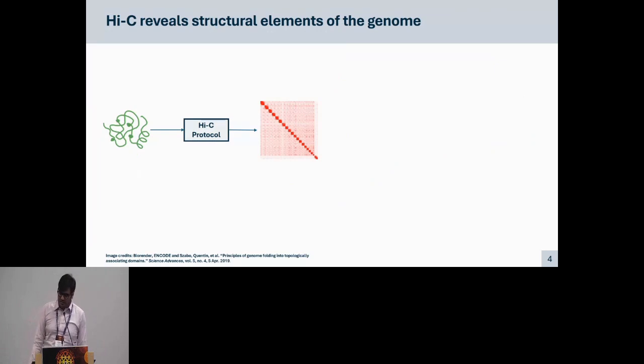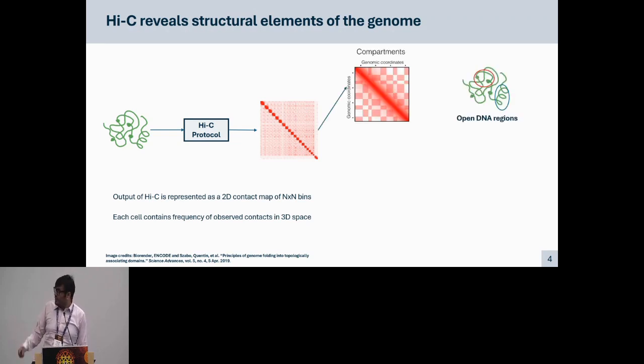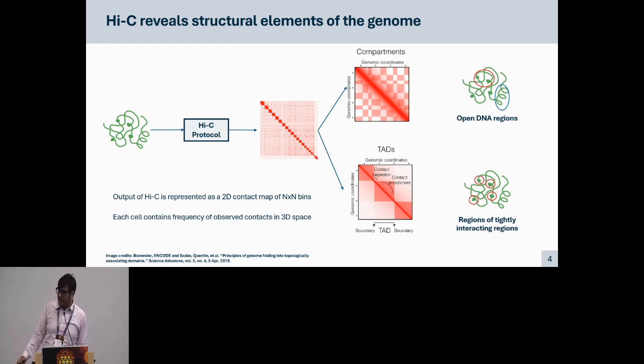A key technique to study the structural heterogeneity across different cell types is called Hi-C. Hi-C is a chromatin conformation capture experiment that takes in a tissue sample and produces a genome-wide two-dimensional contact map with n by n bins. Each bin in this contact map corresponds to a region of DNA, which is often referred to as a genomic loci. Each cell in this contact map counts how frequently two genomic loci were found to be interacting with each other in the 3D space. Analysis of these contact maps unveils crucial structural elements such as compartments and also TADs.